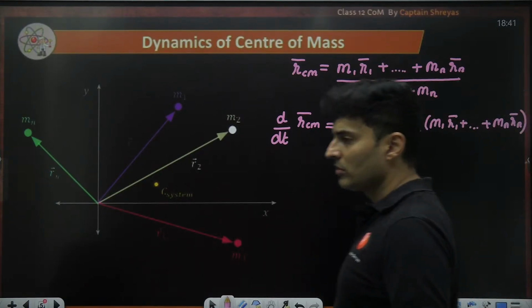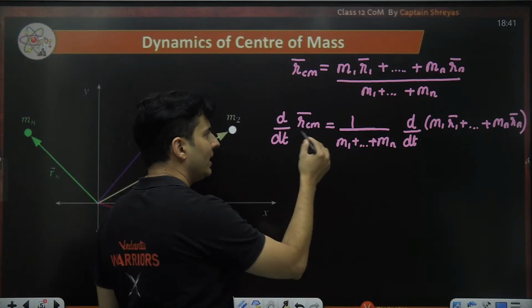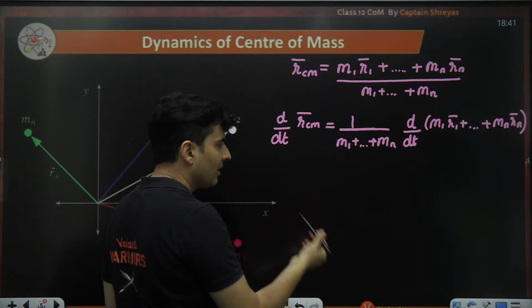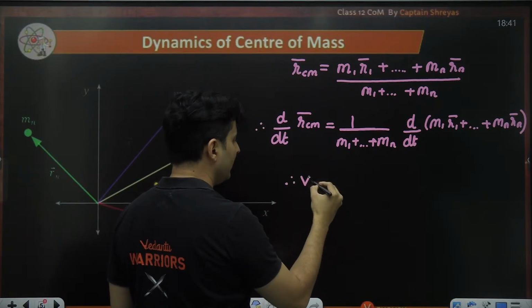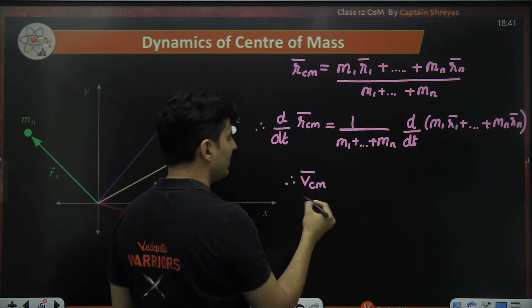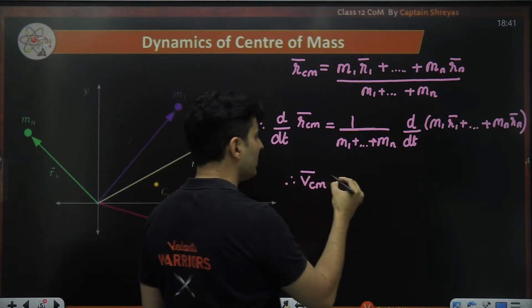Okay, so that is what it is. Great. Now, what is the derivative of the position vector? The derivative of the position vector is nothing but the velocity vector. So it is the velocity of the center of mass. Rate of change of position is velocity. So this will become velocity.